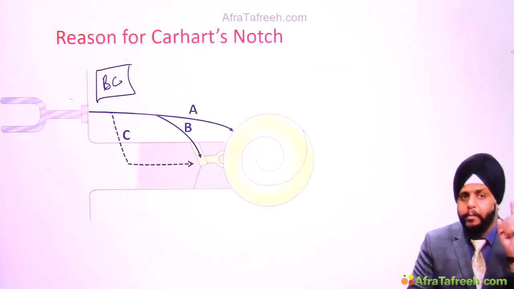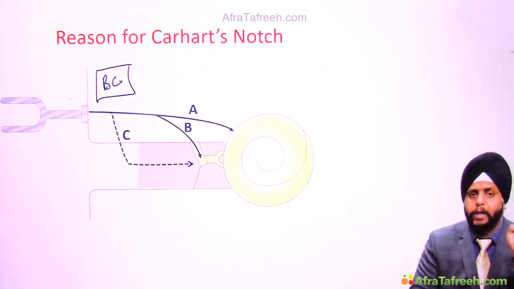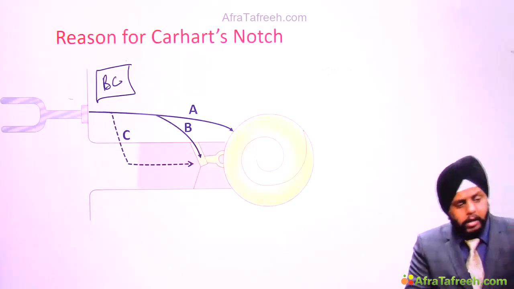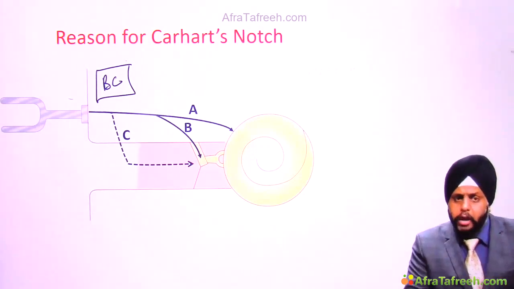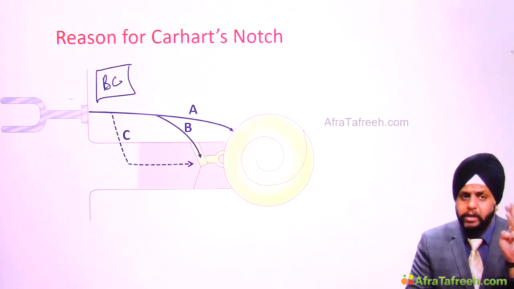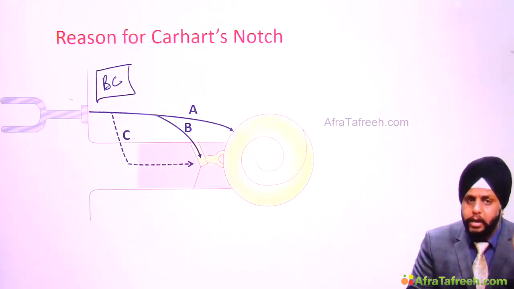So remember, bone conduction does not happen in one way. It reaches the cochlea in three ways. Number one, directly. Number two, through the middle ear ossicles. And number three, through the air in the EAC. So these are the three ways bone conduction reaches the inner ear.